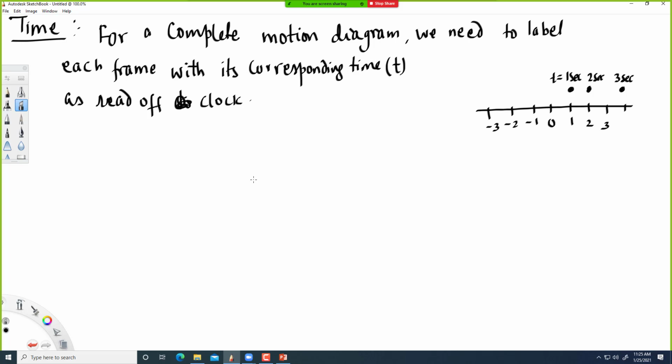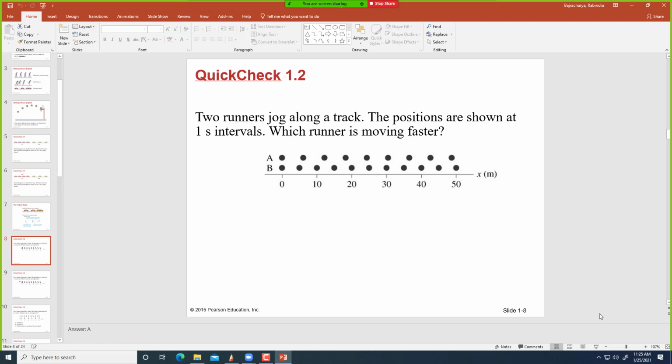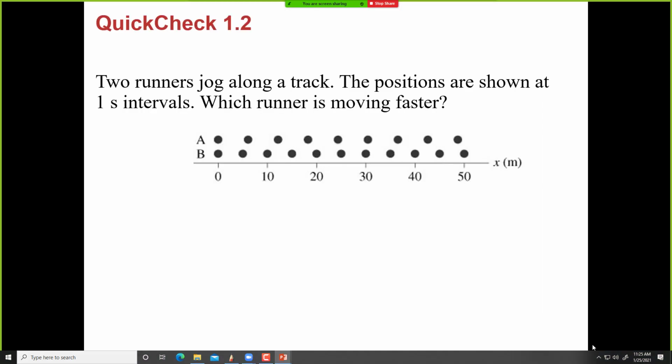Okay, let's go back to the question from the PowerPoint. So we have the two runners, A and B. They are represented by the particle model. So we are not drawing the actual picture here, just drawing the particles.